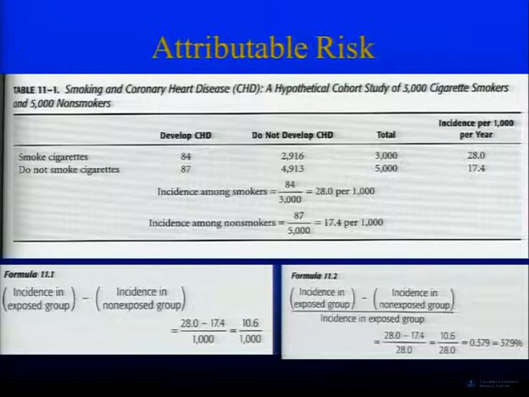So if you get people to stop smoking, you can stop about 10.6 per thousand cases of coronary heart disease from occurring. Or if you look at the proportion here, we're just dividing by the incidence in the exposed group, that 28. And there you get a proportion. So here, 37% of the mortality from coronary heart disease among smokers is attributable to smoking. So it's telling you you can get rid of a certain percent of the cases of coronary heart disease just by getting people to stop smoking. And that's where this becomes important for public health.